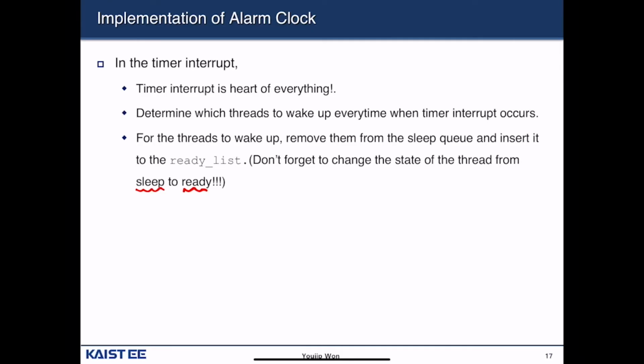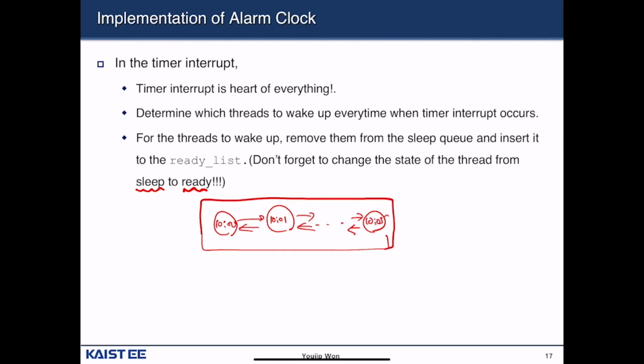One thing to remember is that, depending upon how you organize the sleep list, the time to identify the threads to wake up may vary a lot. For example, this is a sleep list. If you sort the sleep list with respect to the alarm time, say 10:00, 10:01, and 10:05, so the list is sorted in ascending order of alarm time, then when you want to find the threads to wake up, you can start scanning from the beginning of the queue and stop once you pass the last thread to wake up. However, if the list is not sorted, you have to scan the entire list every time you need to find the threads to wake up.